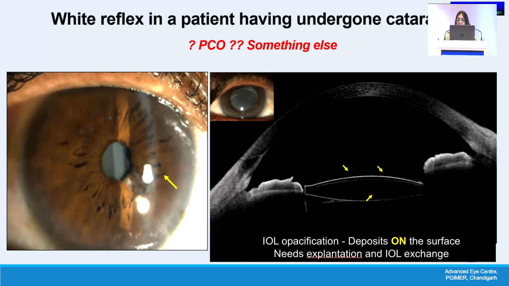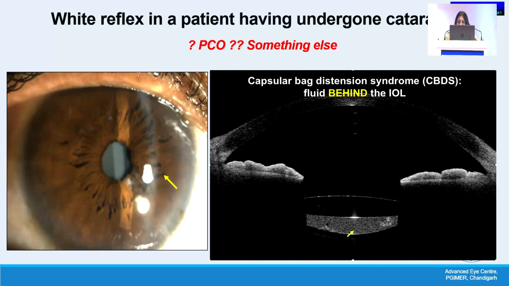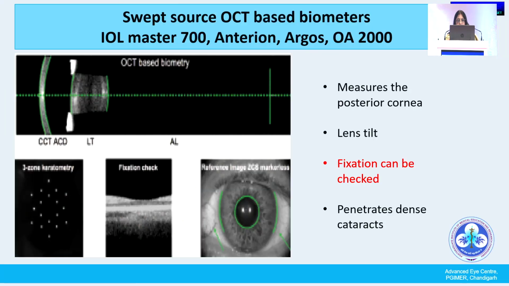So this needs an explantation and an IOL exchange, and not a YAG cap, which somebody otherwise might mistakenly try to do. Another case, if you see a white reflex, this could be capsular bag distension with fluid collected behind the IOL, and this would probably respond well to a YAG cap of the anterior capsular margin.